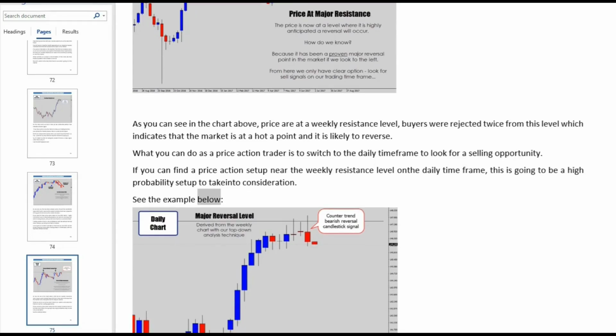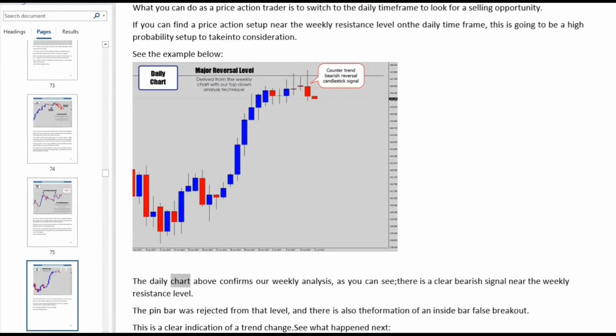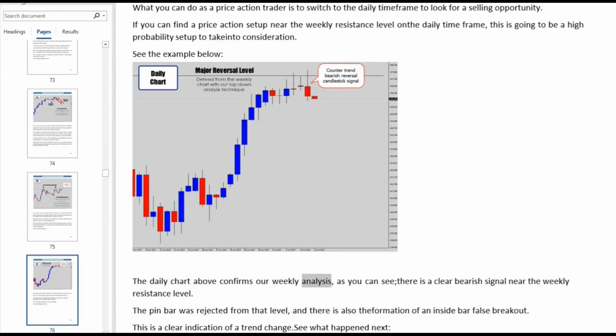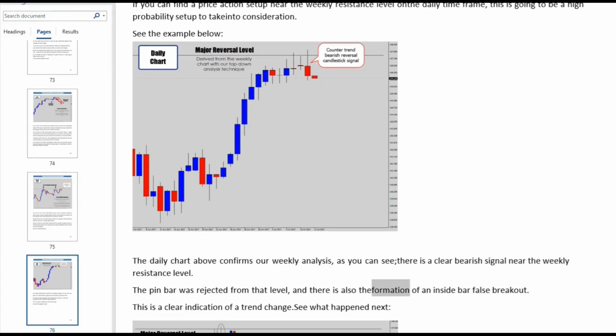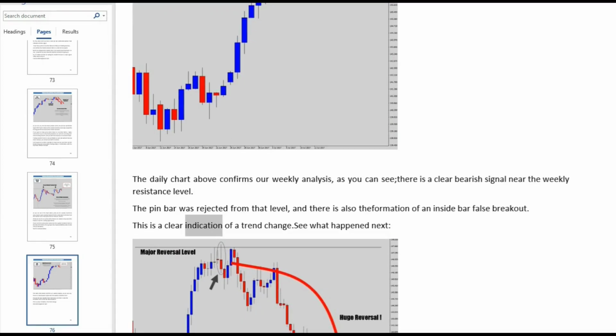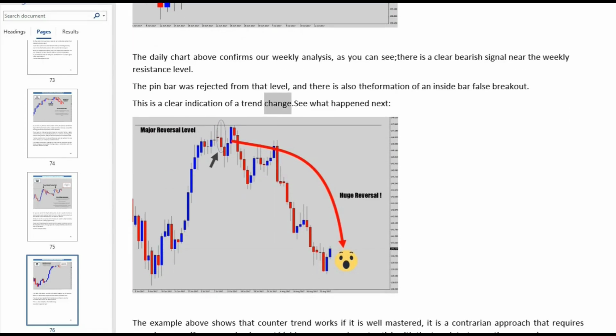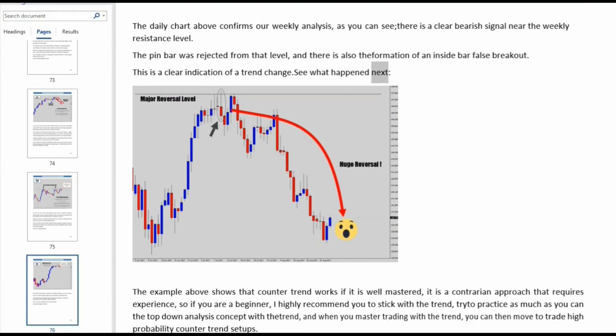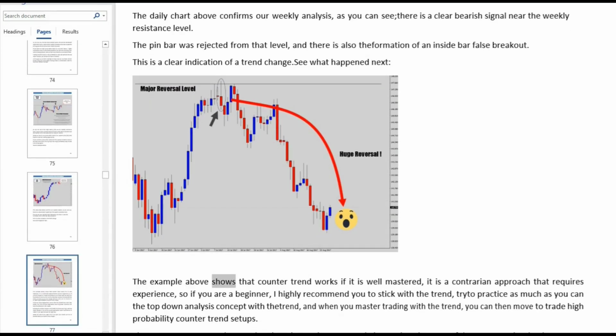See the example below. The daily chart above confirms our weekly analysis. As you can see, there is a clear bearish signal near the weekly resistance level. The pin bar was rejected from that level, and there is also the formation of an inside bar false breakout. This is a clear indication of a trend change. See what happened next. The example above shows that counter trend works if it is well mastered.